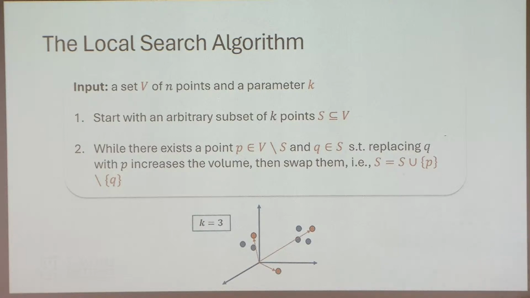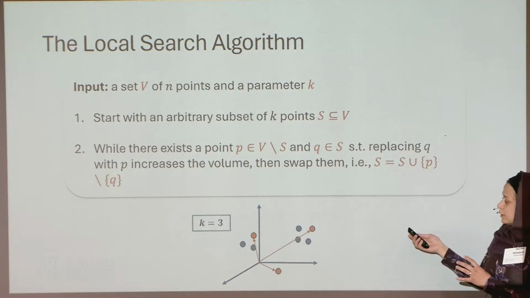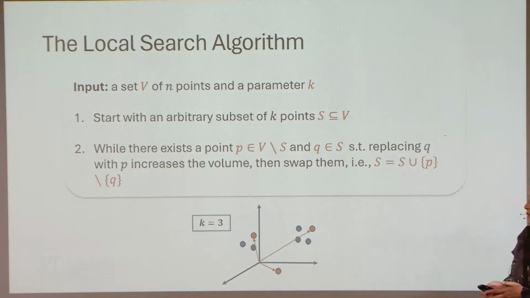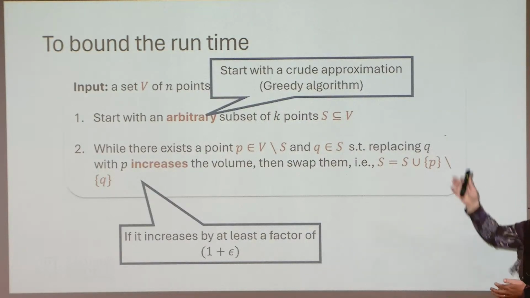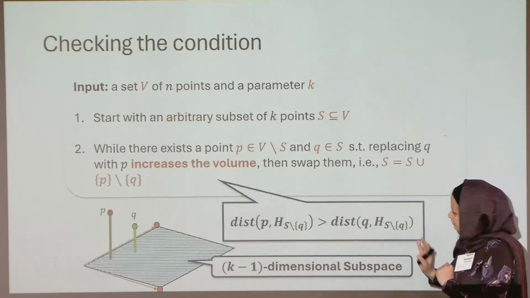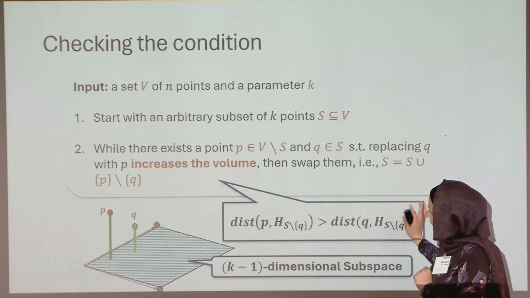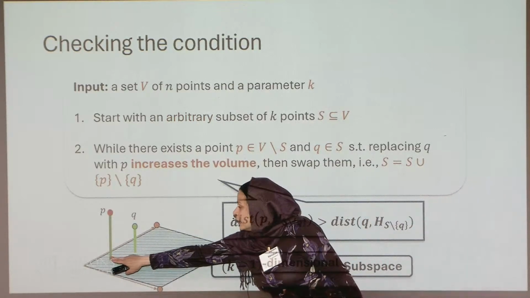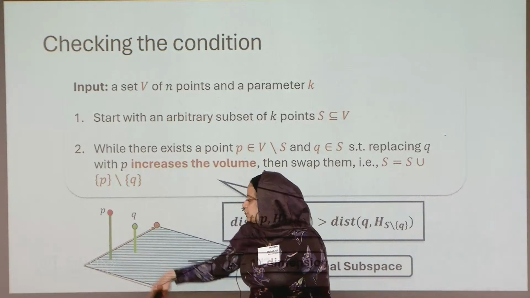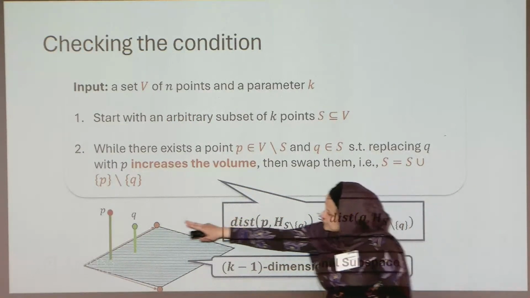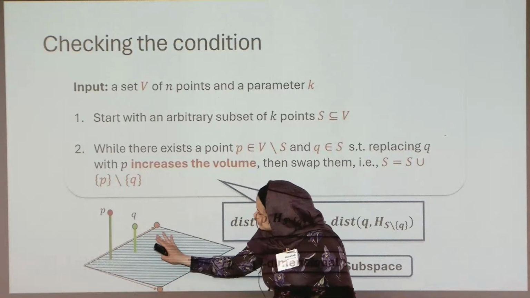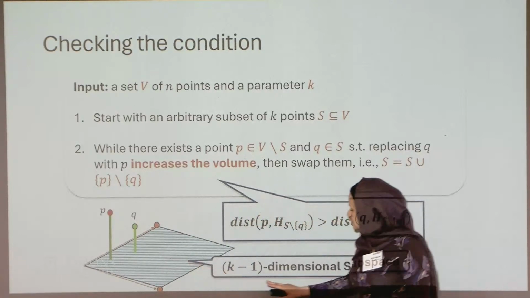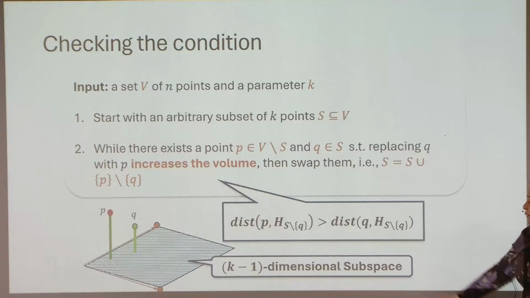And we want to show that this algorithm gives a composable coreset for the volume maximization problem. Again, it's easy to make sure that this algorithm runs in polynomial time, so I'm not going into it. In order to check whether changing Q with P increases the volume, it's enough to look at their distance to the subspace spanned by the rest of the points in the current set. So this is a k-1 dimensional subspace. It will become clear now why I'm mentioning this.